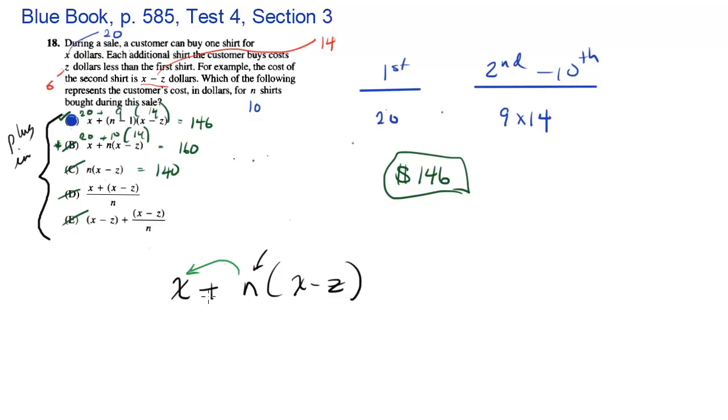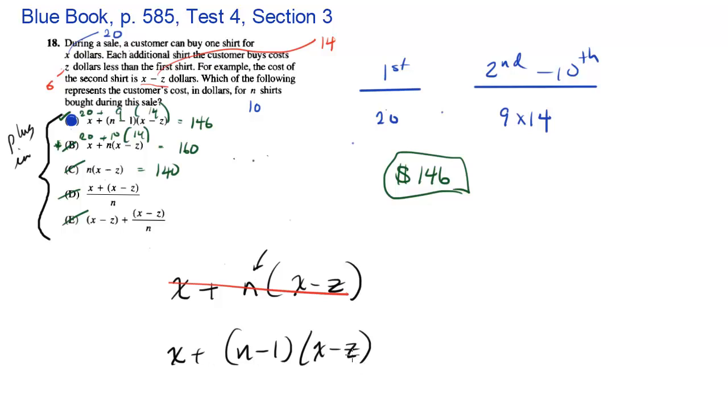So if you just do X plus N times X minus Z, you're paying for the first shirt, and then you're paying for the first shirt again at the X minus Z rate, in addition to all the other shirts up to N. So it's not that expression. It's got to be this, because you have to subtract the first shirt from your total number of shirts. Remember here it was 9, right? Not 10 times 14, but 9 times 14. And then you multiply that times X minus Z.